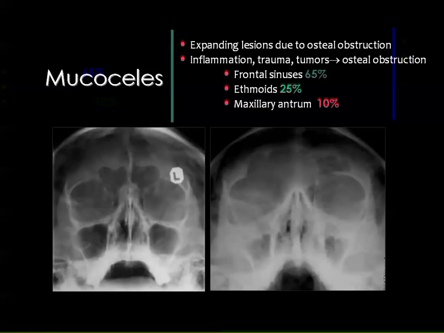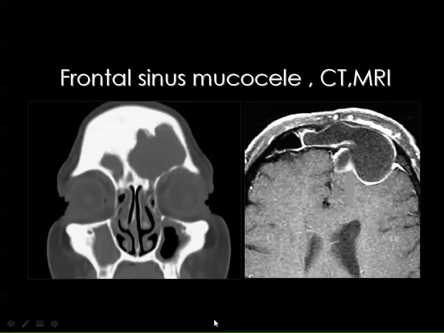Then we come to the mucoceles, and this means that there is obstruction of the drainage site of the sinus, resulting in retained secretion and progressive enlargement and rarefaction of the sinus bony margins. Mucoceles are very common in the frontal sinuses, less common in the ethmoids, and least common in the maxillary antrum. This is the normal appearance of the frontal sinuses, and here the left frontal sinus is clear, but the right one is opaque and expanded, suggestive of a mucocele in the frontal sinus.